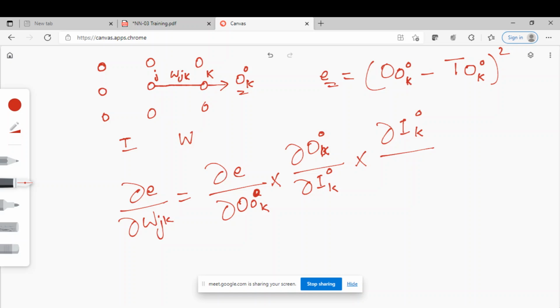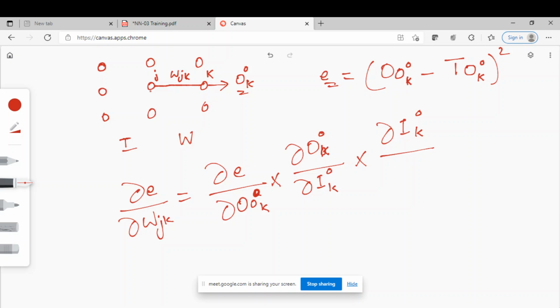Is it clear? If you are going still back, then you can consider this output. But now here what we want to differentiate, we want to differentiate error with respect to WJK. So at this point we have to stop. So it is dou E_k with respect to dou W_jk. Okay. So this is how we got this equation, and this equation is what we are discussing here.